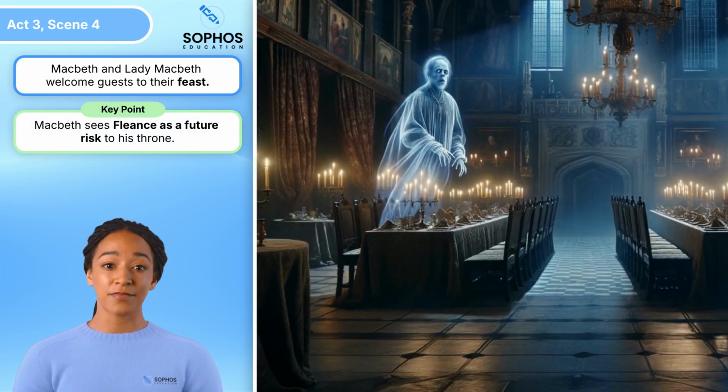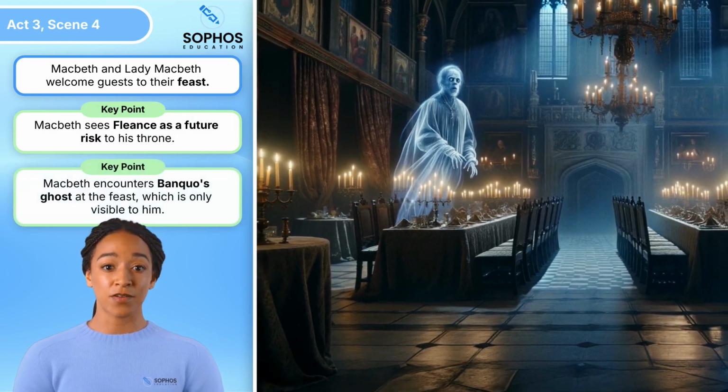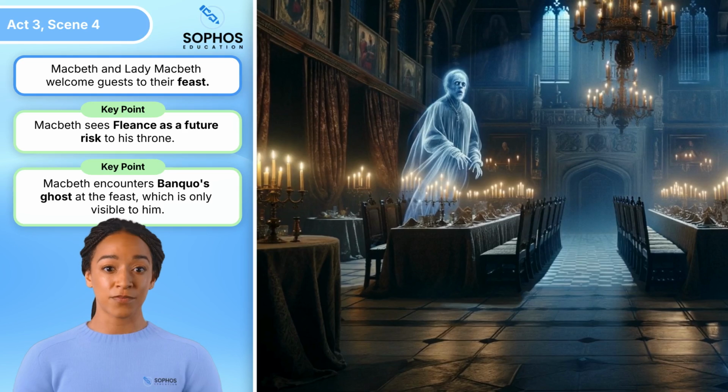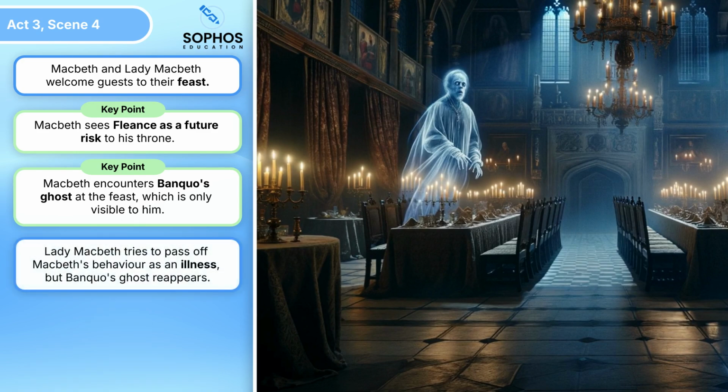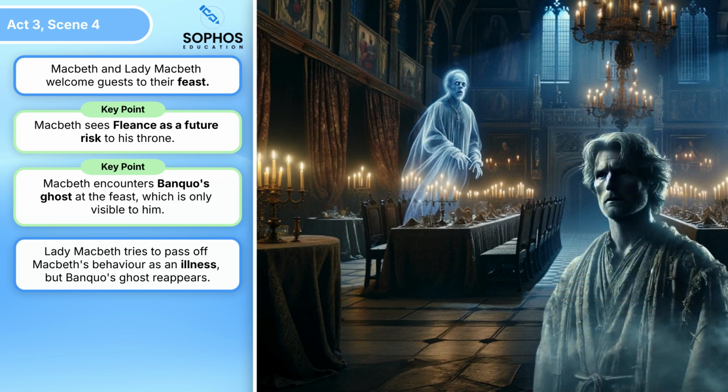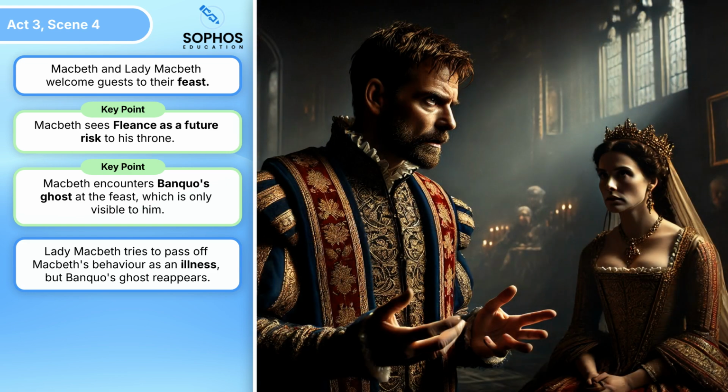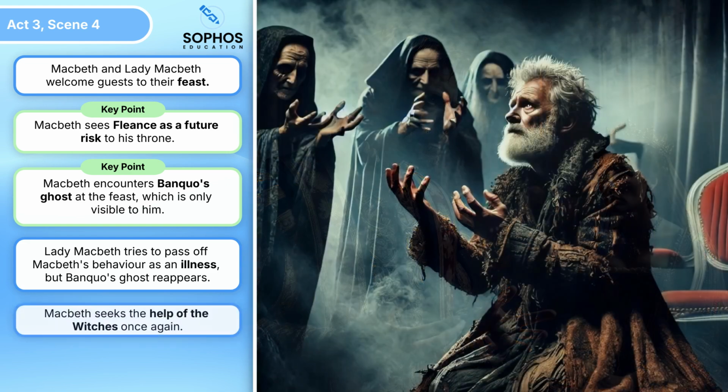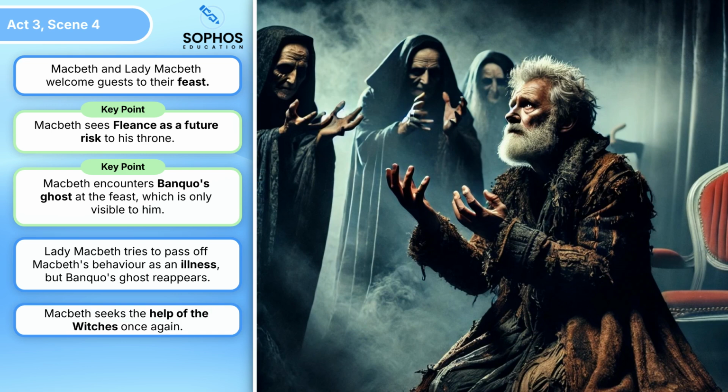Now, amidst the feast, Macbeth experiences a chilling encounter with Banquo's ghost at the head of the table. The ghost is only visible to Macbeth, and seeing it throws him into complete panic. Lady Macbeth tries to handle the situation by passing off Macbeth's odd behaviour as a common known illness. However, Banquo's ghost reappears, causing Macbeth further distress and forcing Lady Macbeth to end the banquet abruptly. Feeling the pressure of their actions and the growing bloodshed, Macbeth decides to seek the help of the witches once again.